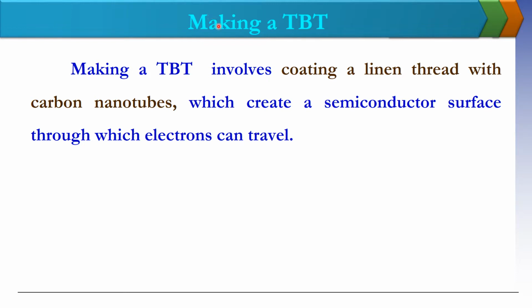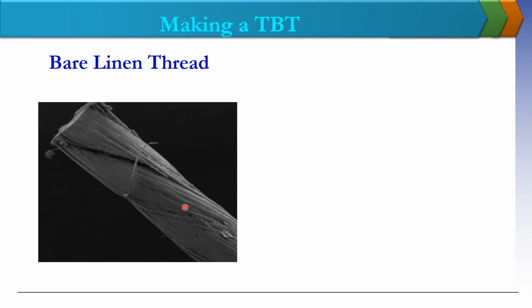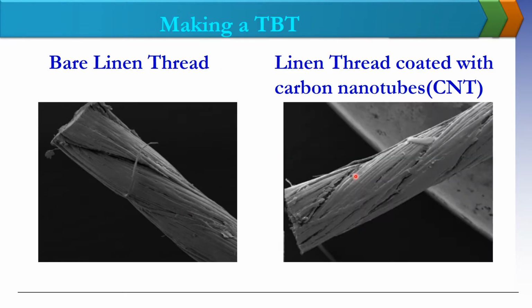And this is the way a thread based transistor can be made. It is just made by coating a linen thread with carbon nanotubes. These carbon nanotubes, that is CNT, create a semiconductor surface through which the electrons can flow. This is a bare linen thread, and this is the linen thread being coated.